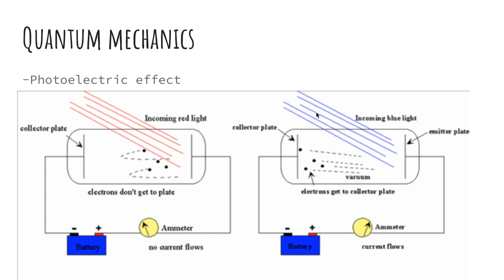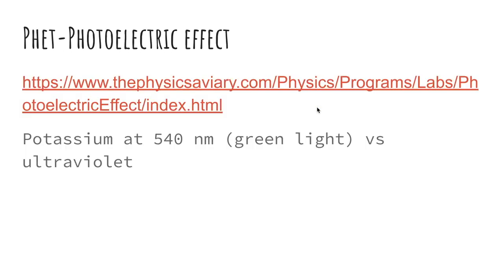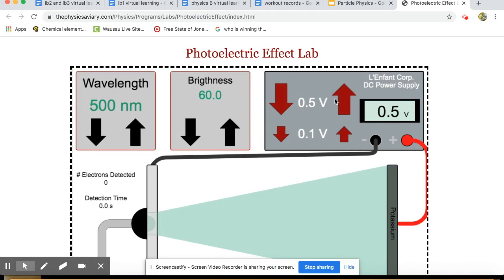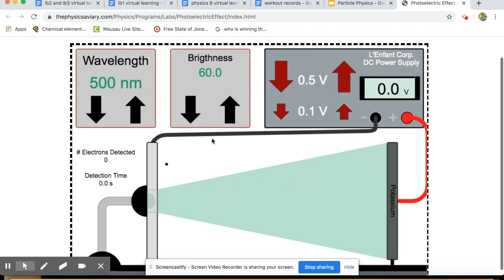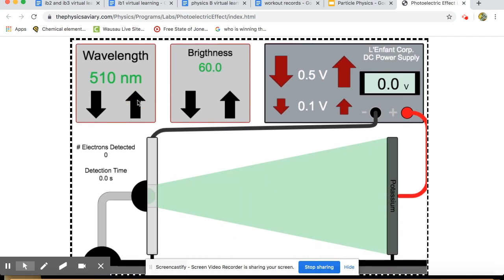So let's go through another example. Here is a little simulation which should demonstrate that. First of all, let's turn the voltage down here. In this photoelectric effect lab, let's say we have a wavelength of 550 nanometers, which is green light.